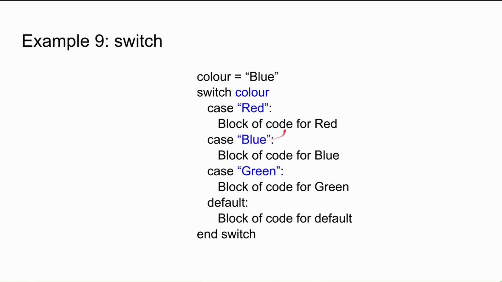If this wasn't the case, if the color wasn't blue, then it will check green, and if it wasn't green either, it will go directly to the default and execute it. But because we have found already the case we were looking for, it will not keep going down in the switch. It will go directly to the end switch after executing the block of code.